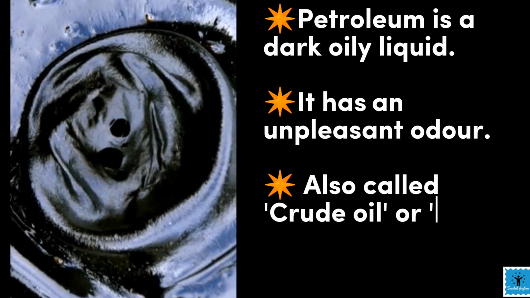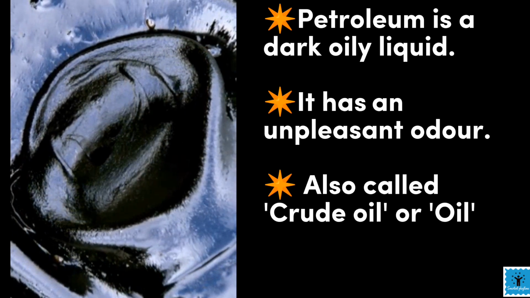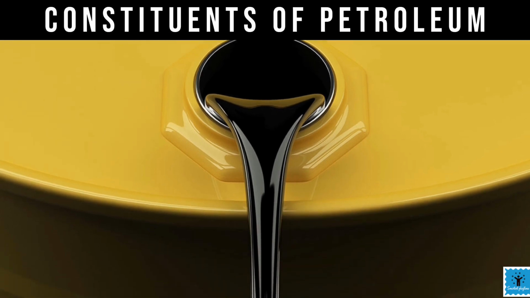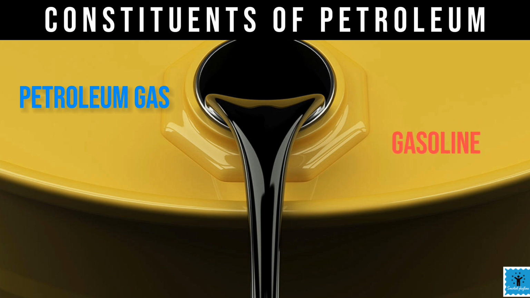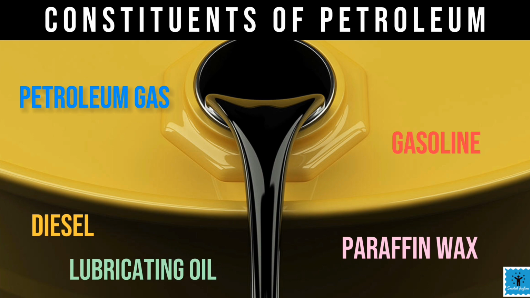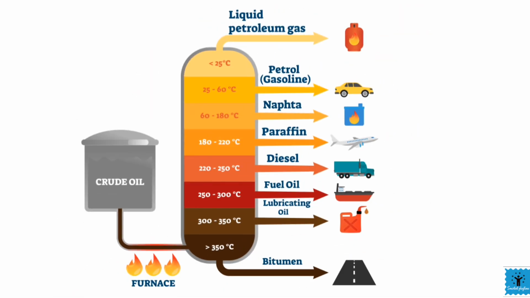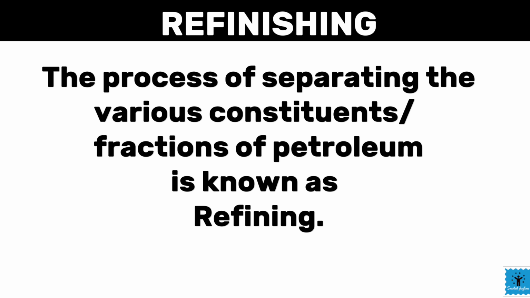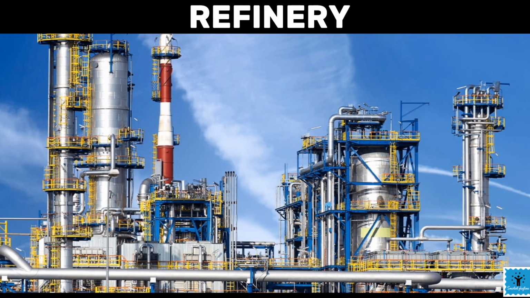It is also known as crude oil or simply oil. Petroleum is made up of a variety of ingredients such as petroleum gas, gasoline, diesel, paraffin wax, lubricating oil, kerosene and so on. So all these ingredients are separated from the petroleum. The process of separating various fractions of petroleum is known as refining. It takes place in a petroleum refinery.